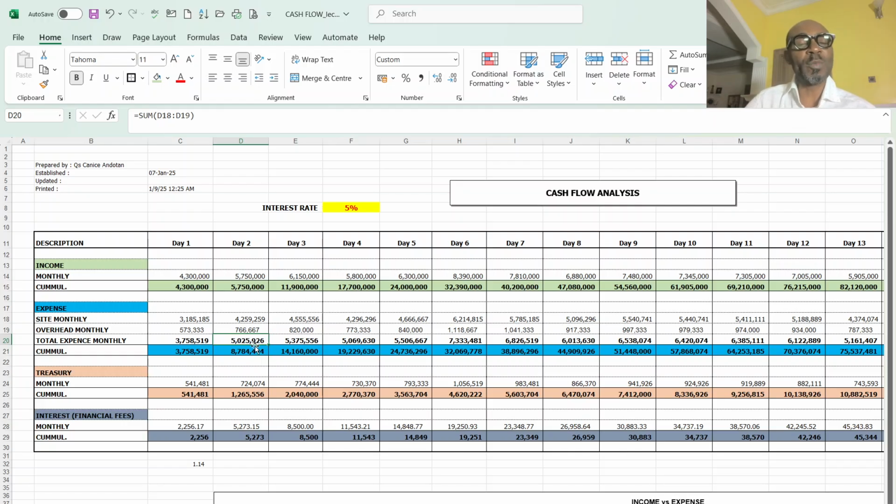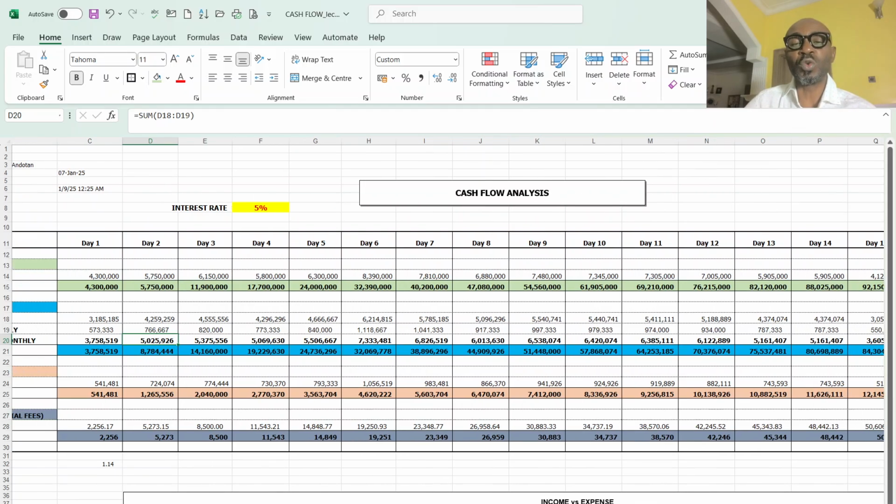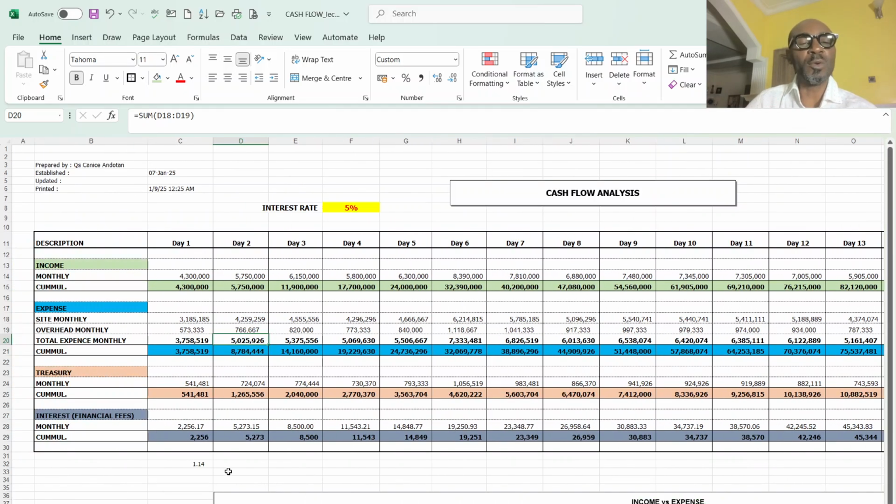So with this document now, once you give this document to the finance department, they know that on day one they need to make available 3.7 million for you so that the job will not be delayed. And they will be expecting, after you have executed this portion of the job, the income that will come in will be 4.3. In day two, you expected they will make available 5 million.